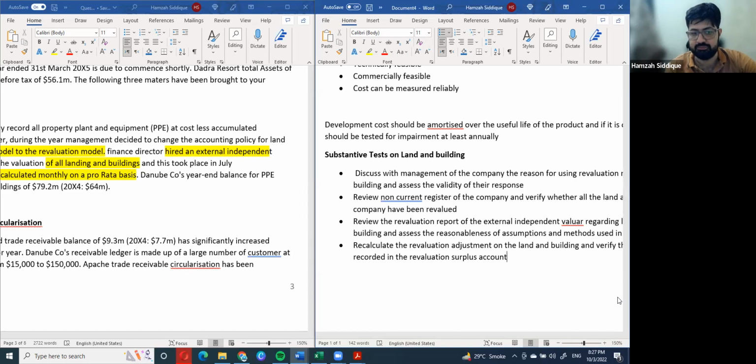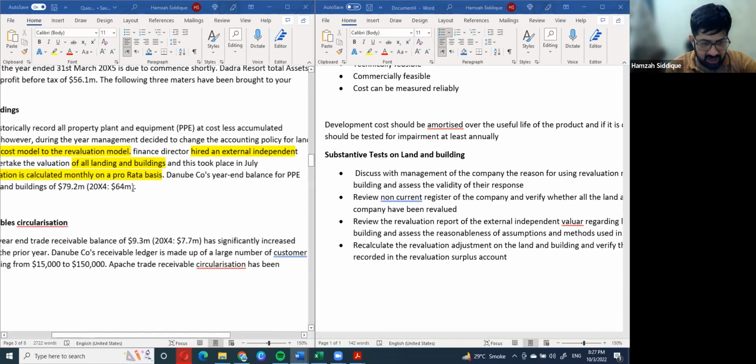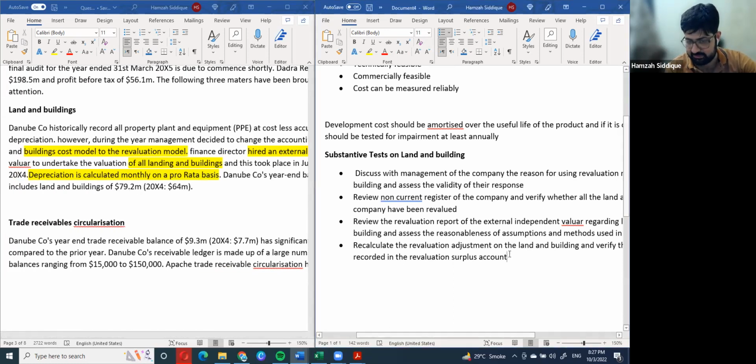Now, next, depreciation is charged on a pro rata basis. Recalculate the depreciation on the asset revalued.